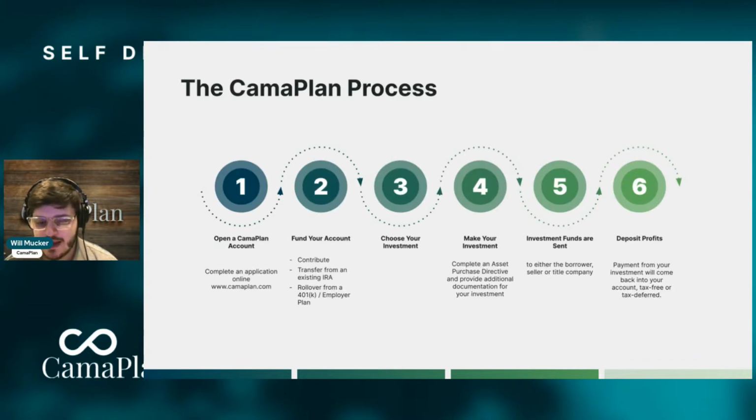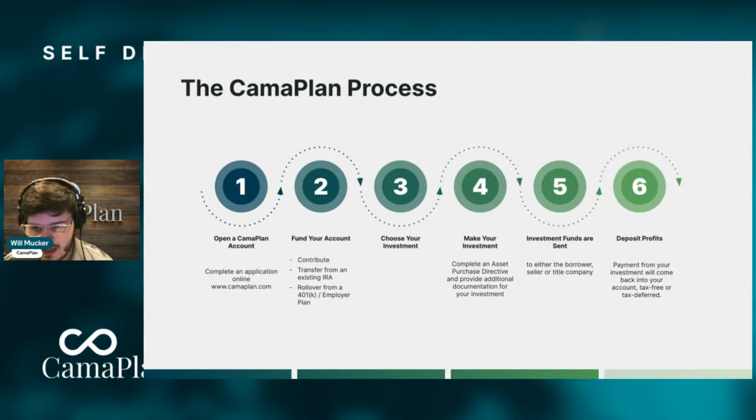Now, how does the process look? It seems like a lot of steps, but a lot of these are behind the scenes of us processing paperwork, at a very high level. You open up the account at Camaplan, you fund the account from an existing account elsewhere or from a contribution just like any other IRA. You pick out your investment: you identify the property you want to buy, the borrower you want to lend to, the company you want to purchase shares of. You submit the documents to Camaplan, the supporting documents for the investment and our direction of investment form. We process that within 2 business days and send the funds to the investment provider based on the instructions you provided.